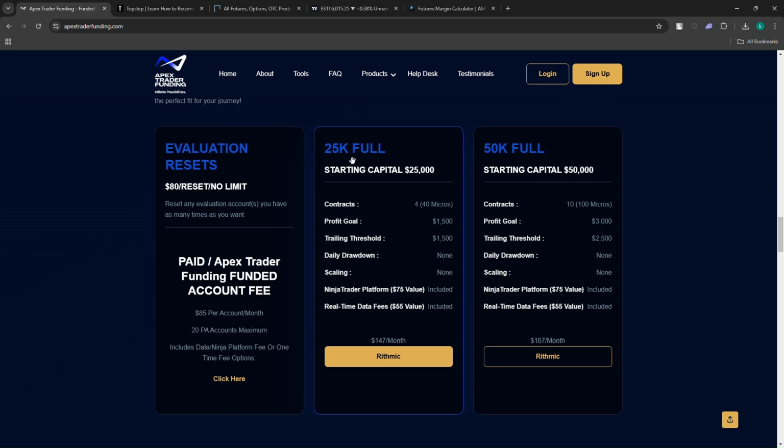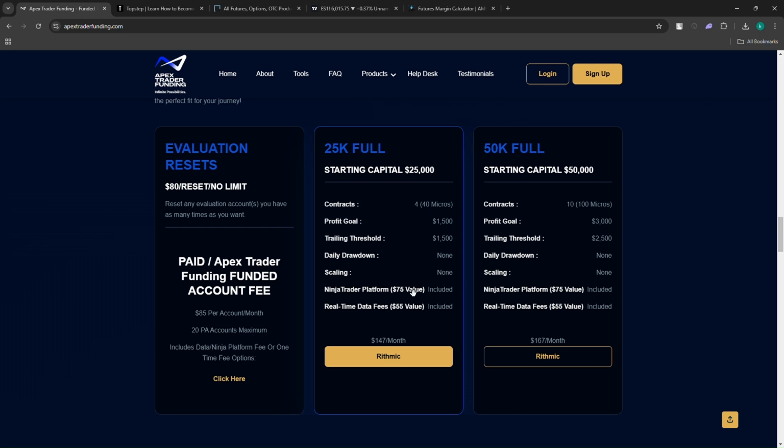Now, let's say you make 500, okay? You're at 25.5K now, right? You cannot go below 24,000, because that is a $1,500 loss from where you're at. 25.5 minus 1,500 is 24, so you cannot go below 24,000. Okay, so that's how the trailing threshold works.